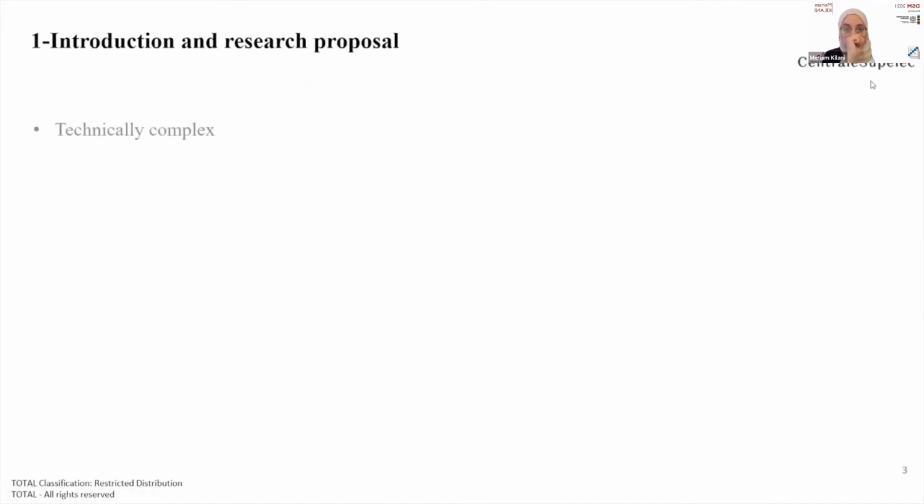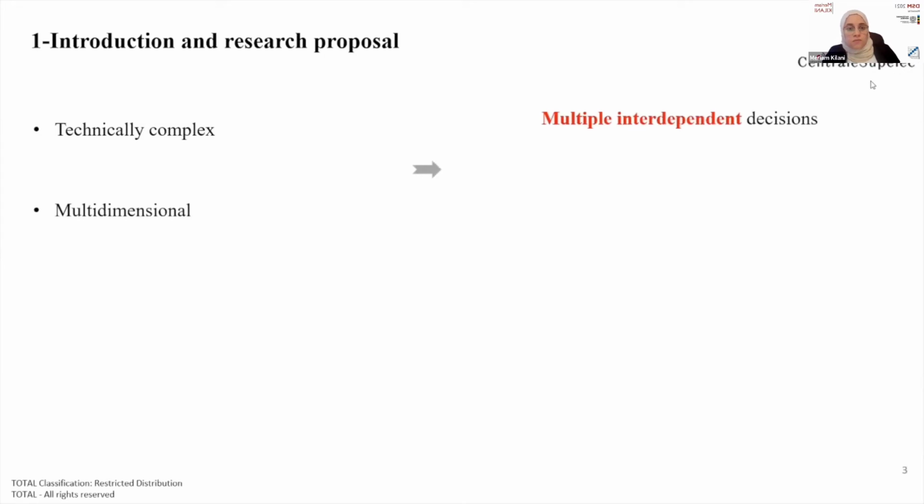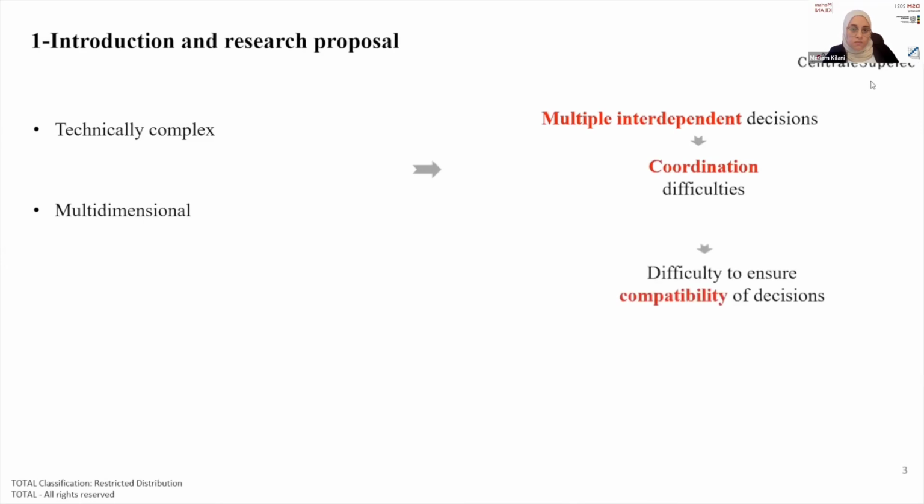Oil and gas development projects are technically complex, as they may be carried out in difficult areas and are multidimensional. This leads to highly interdependent decisions with multiple potential links of different intensity and nature. This implies difficulties in coordination and notably in ensuring compatibility between decisions.